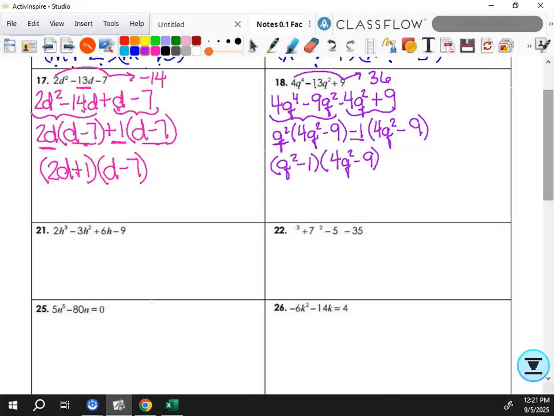Everybody with me so far? Now, can I factor this one more? Is this a difference of squares? It is, right? Q squared is a perfect square, and so is 1. So this right here is going to become q plus 1 times q minus 1. Is this a difference of squares? Yes, they're both perfect squares, right? So that can become 2q plus 3 and 2q minus 3.